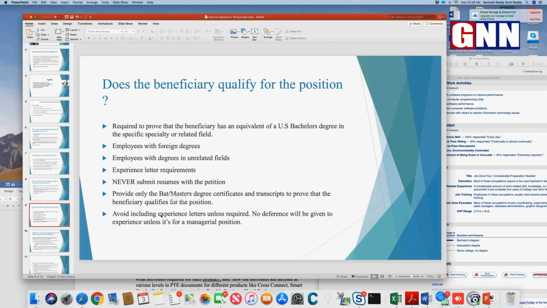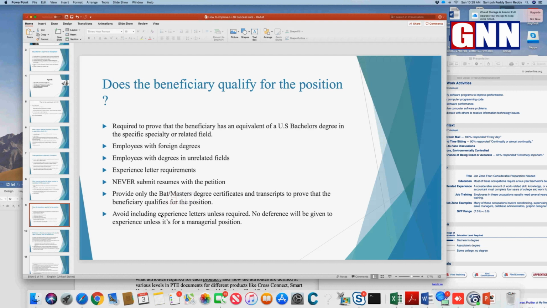So typically, whenever you have someone with a foreign degree, then you would request an education evaluation to show that the foreign degree is equivalent to the US degree in that specific field. If a person does not have a degree in that related field, then we would use education plus experience.